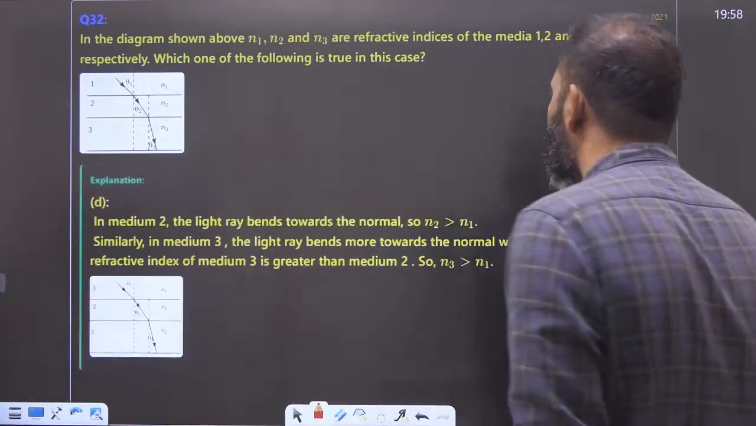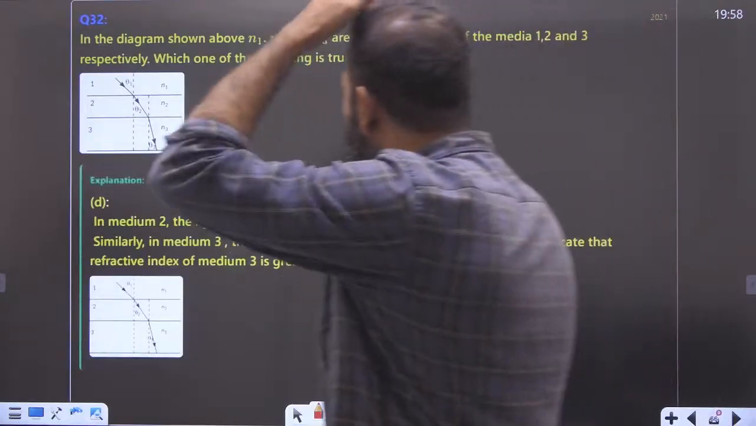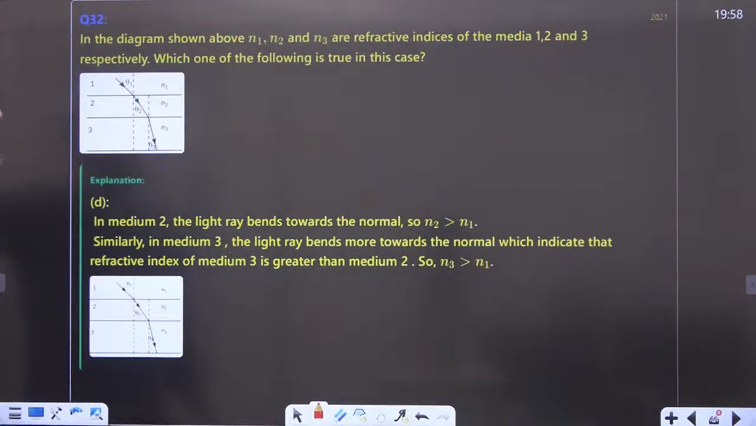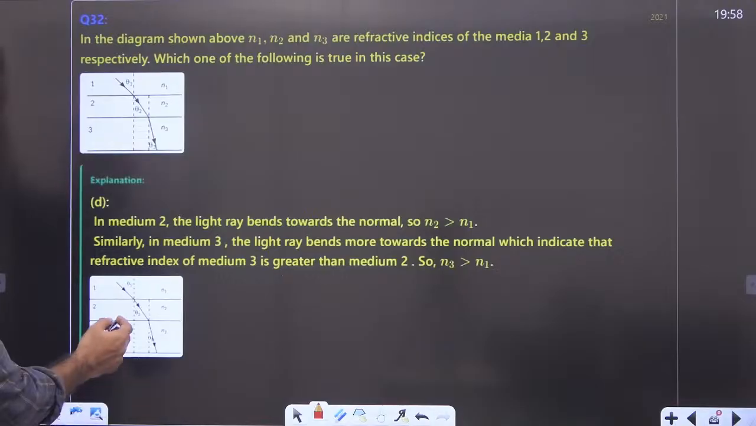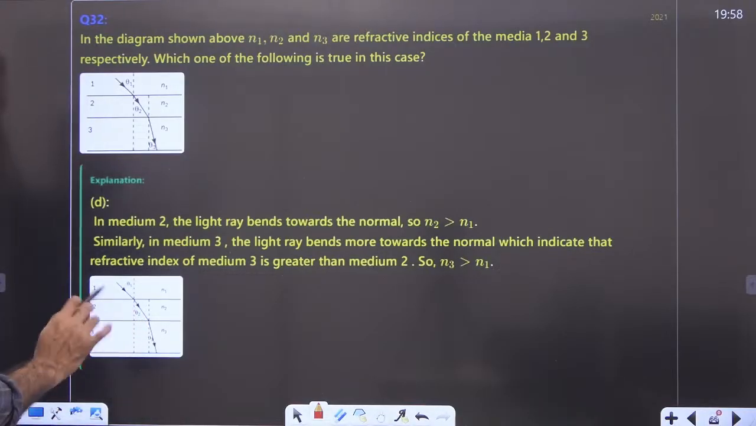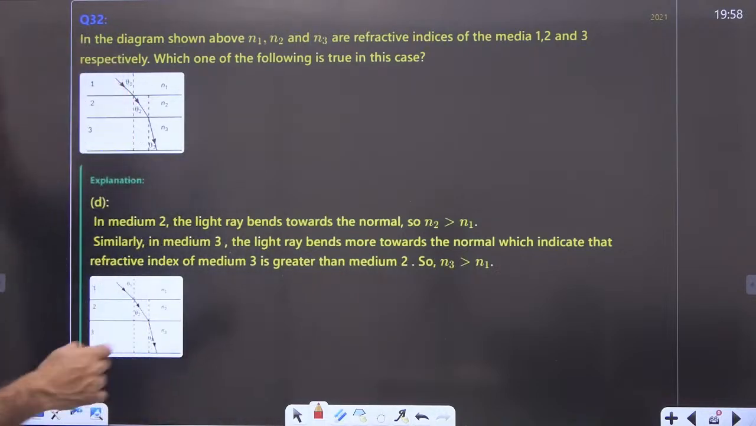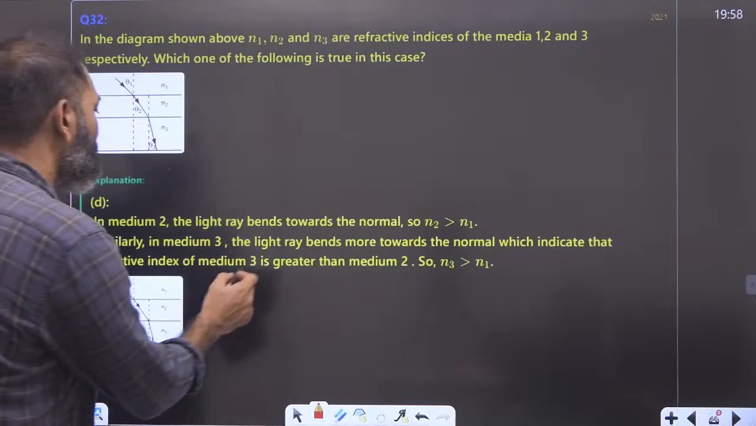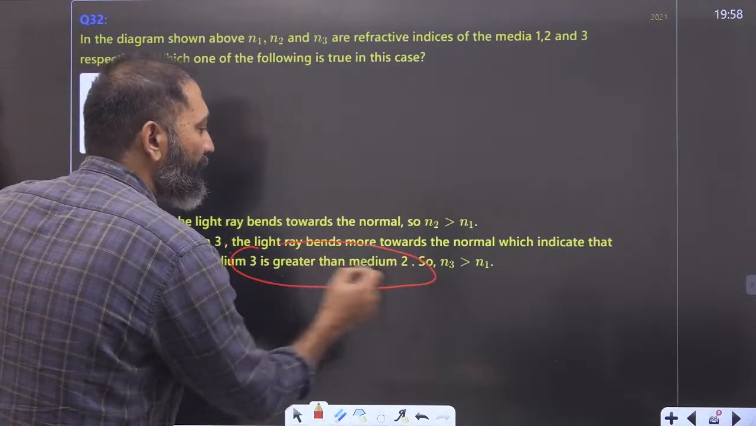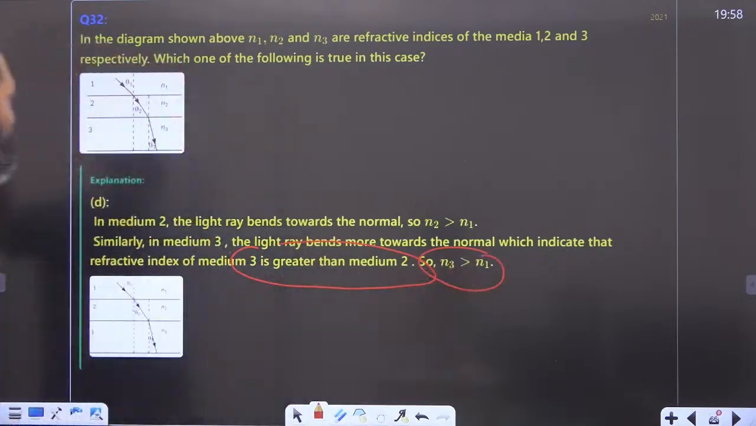ഇതിൽ ആംഗിൾ ക്ലിയർ ആണല്ലോ. ശ്രദ്ധിക്കുക, in median 2 the light ray bends towards the normal. അപ്പൊ ഈ ആംഗിൾ സ്മോൾ ആണ്. സോ N2 greater than N1 അണ്ടർസ്റ്റുഡ് ആണ്. In median 3 light ray bends more towards normal. അപ്പൊ again N3 greater than N2 ആണ്. Refractance of median 3 is greater than median 2. So N3 greater than N1.